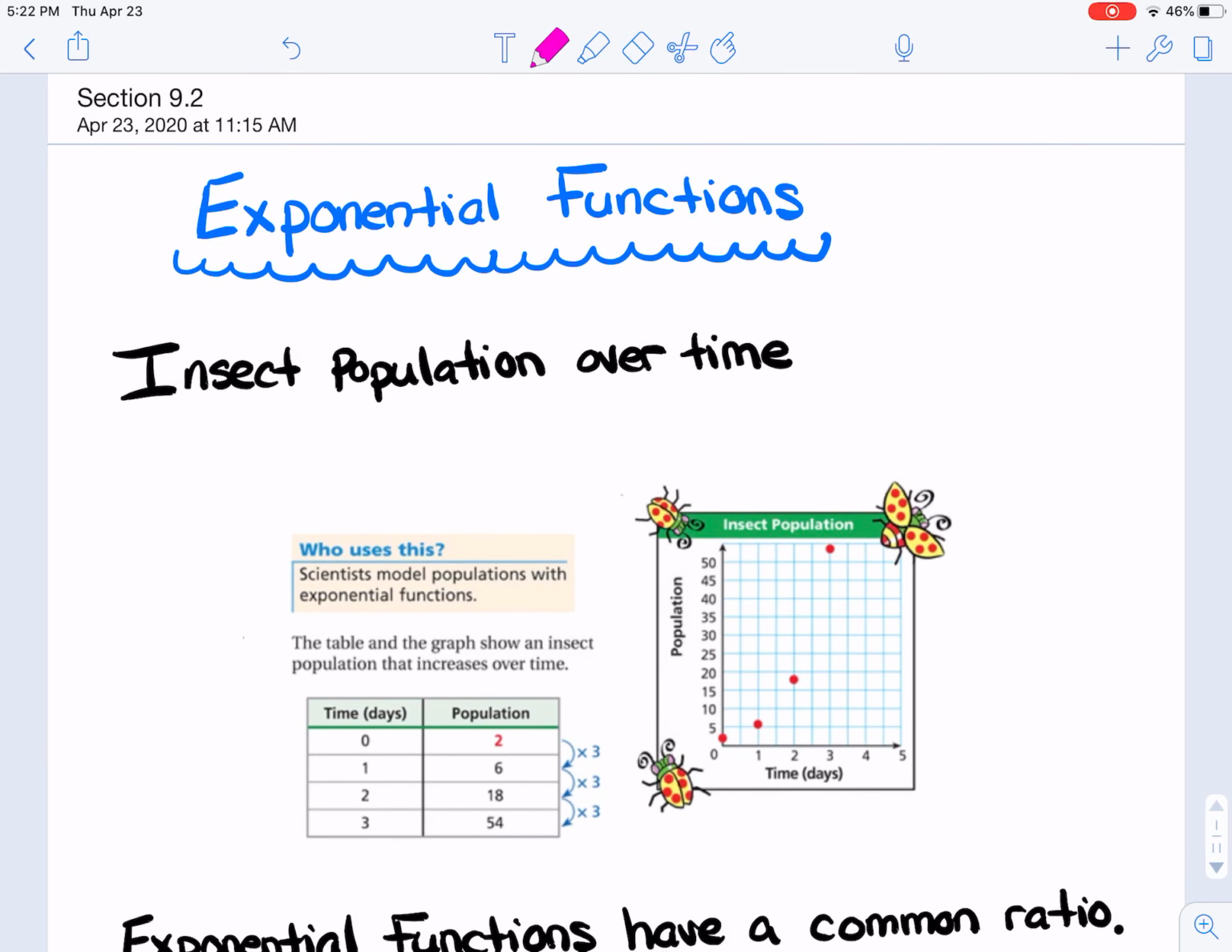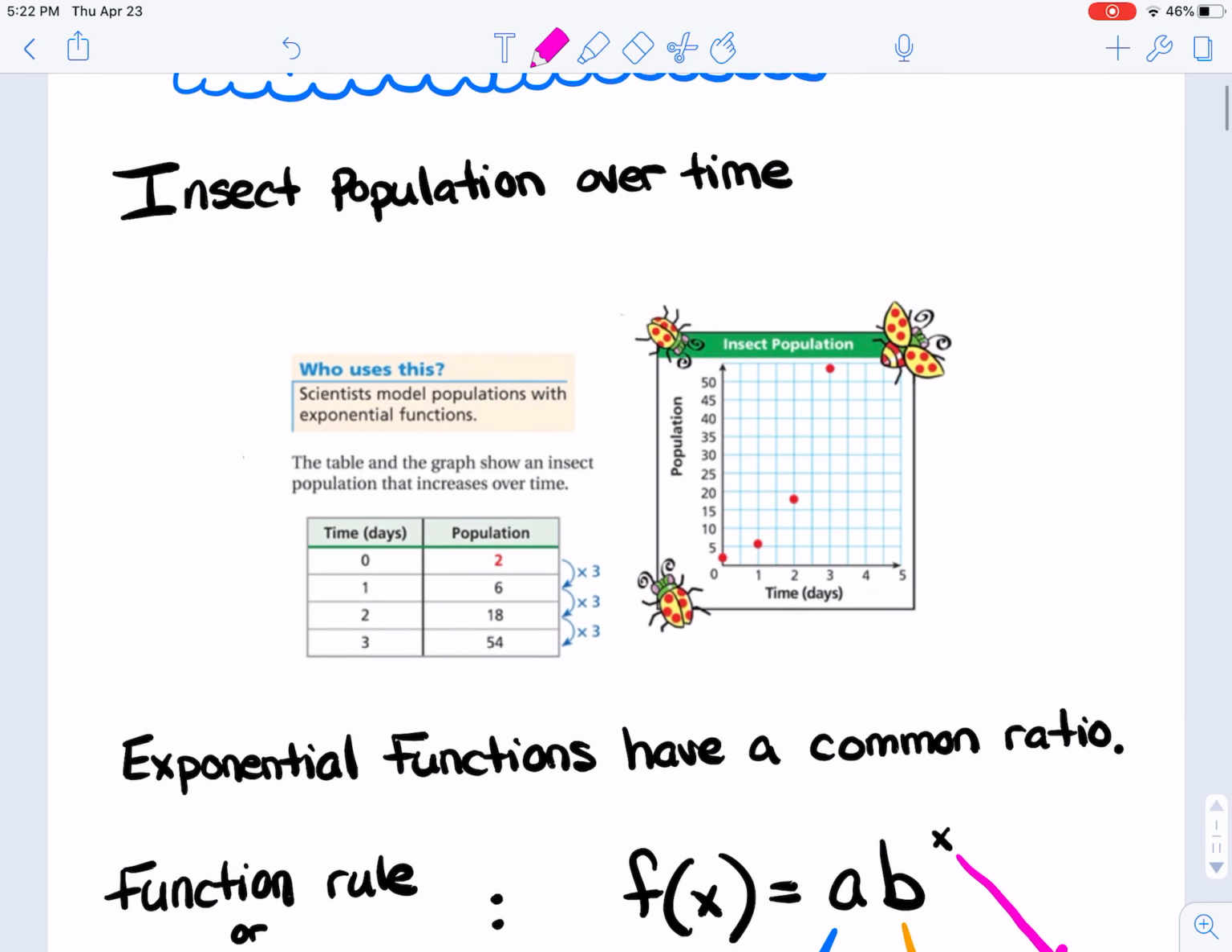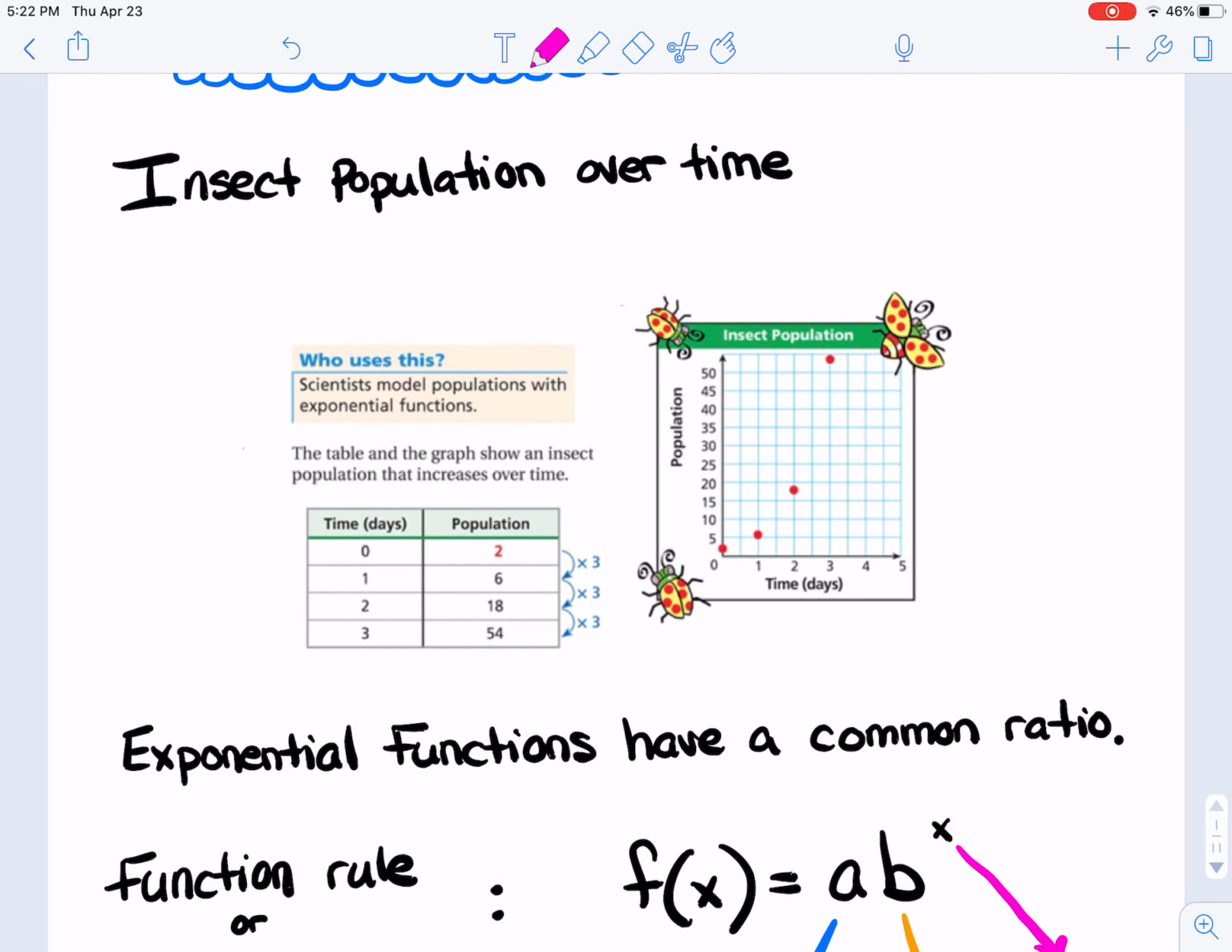Section 9.2 is on exponential functions. In the first example, a lot of these examples actually have to do with science. A big thing has to do with population, and there are scientists out there whose job it is to figure out how the population is growing, whether we're talking about insects, whether we're talking about people.